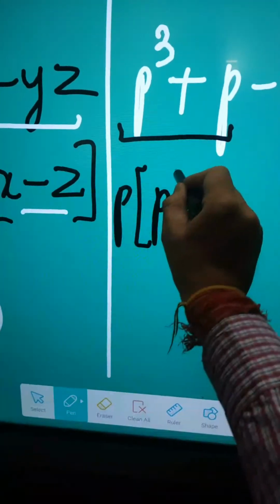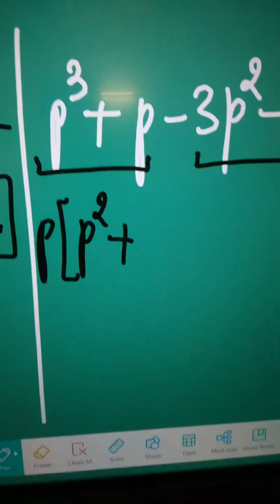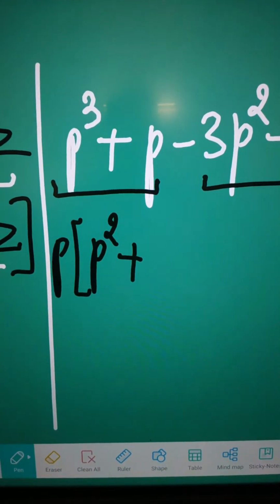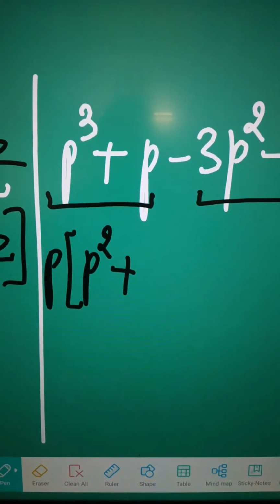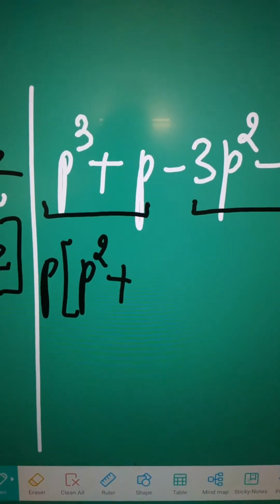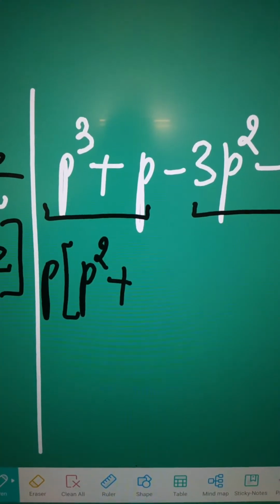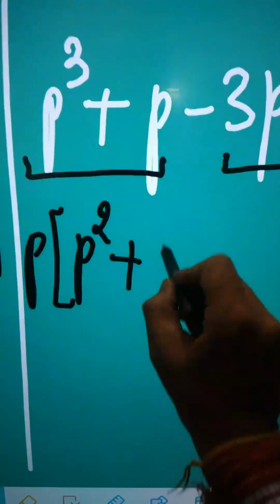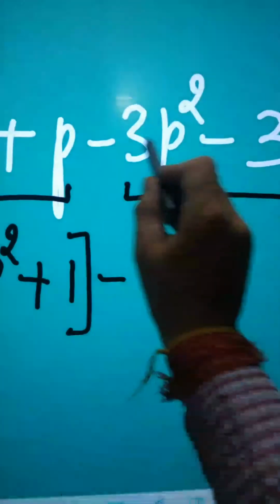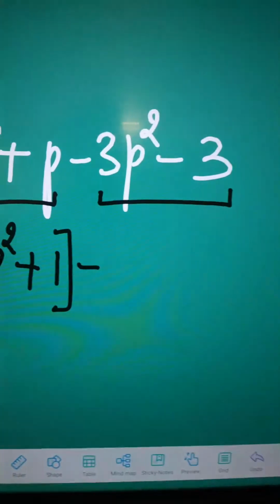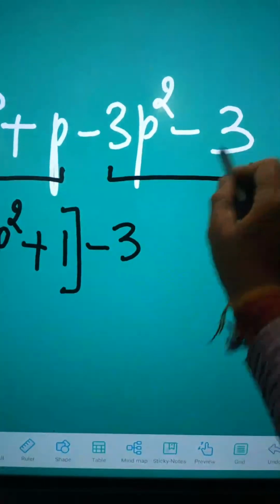It will give you p square plus, what will come here? p cube plus p. P is common. So p into p square plus, type your answer below. What will come? Quickly type p plus, then the next sign is a minus, so I am writing minus here. In this what is common? In this expression what is common? 3 is common. P is not common.